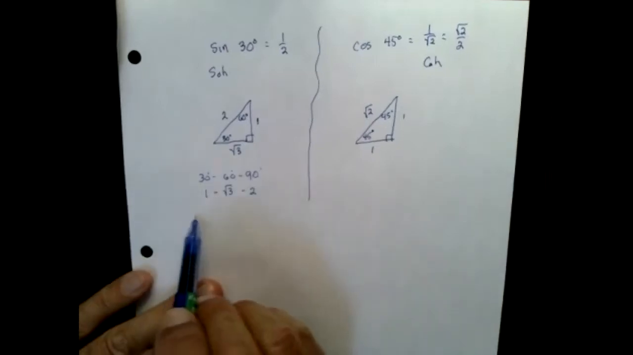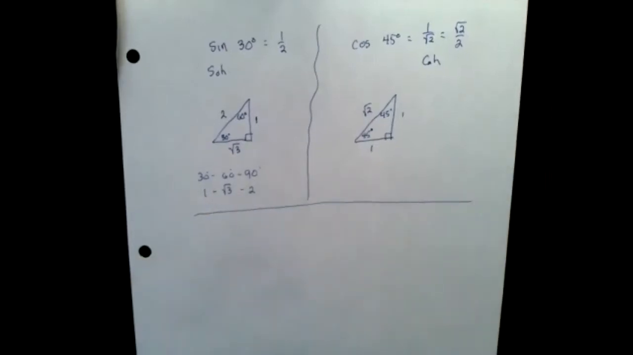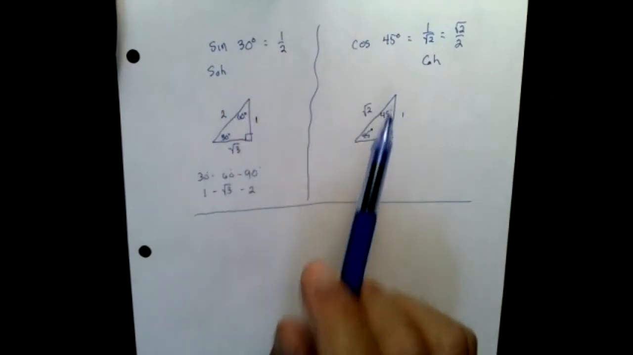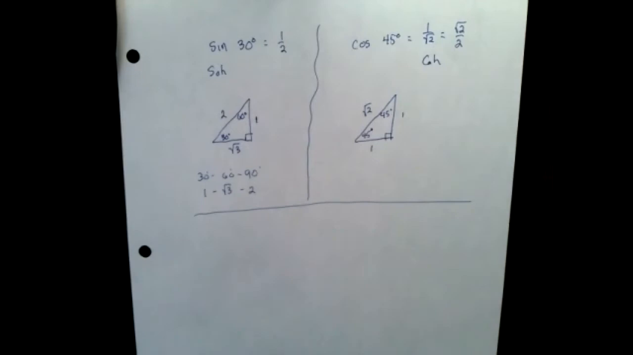So just a quick review of one of the more important things we have covered recently: the 30, 60, 90 and the 45, 45, 90 triangles. Are there any questions on those? If I had given this as a pop quiz today, you would have gotten 100%. Show me a thumbs up. There's one person, 2, 3, 4, 5, 6, 7. I'm guessing some people just don't want to do a thumbs up.